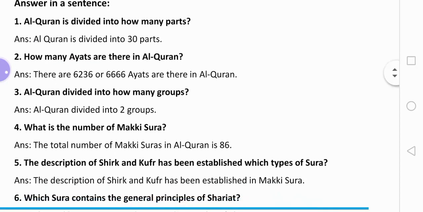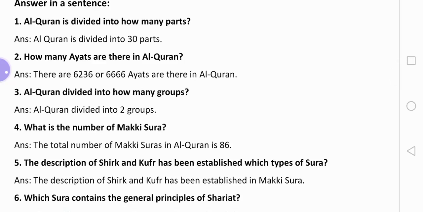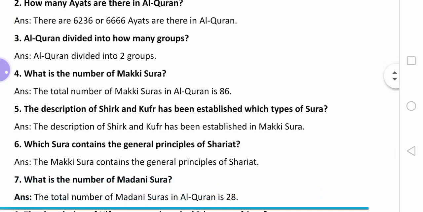Number 3, Al-Quran is divided into how many groups? Al-Quran is divided into 2 groups. So you have to ensure to differentiate the groups and parts. Parts are 30 and groups are 2. Next, number 4, what is the number of Makki Surahs? The total number of Makki Surahs in Al-Quran is 86.